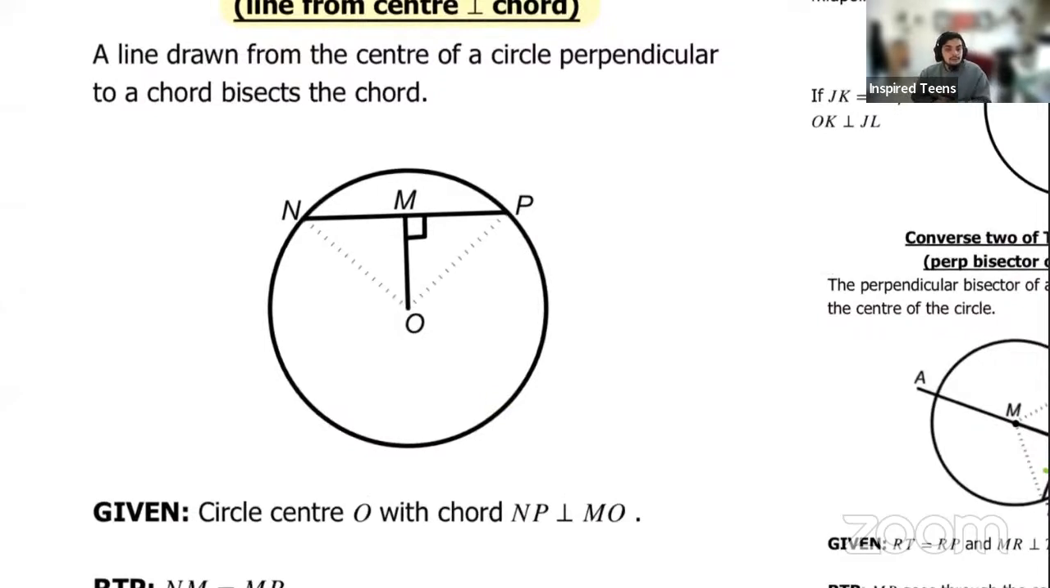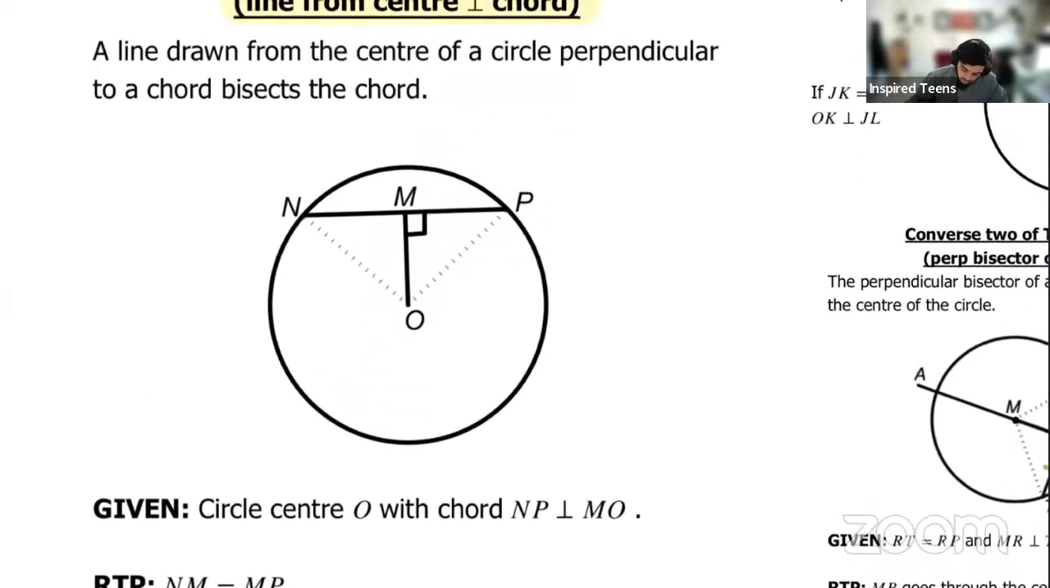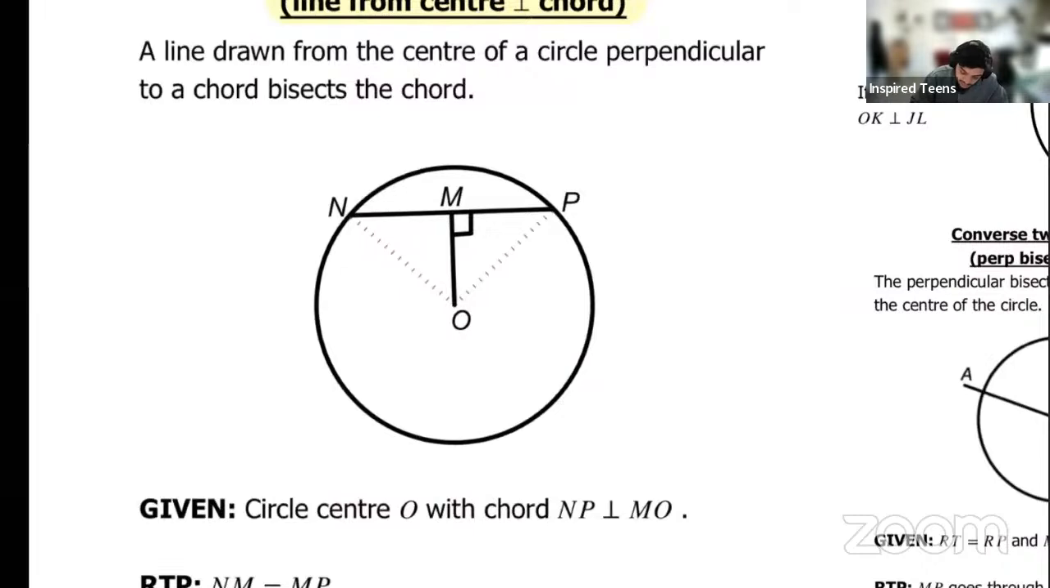Okay, let's read all the mumbo jumbo. A line drawn from the center of a circle perpendicular to a chord bisects the chord. We know this because we're smart. Circle with center O, and so on. Let's just throw this in to say that it bisects.